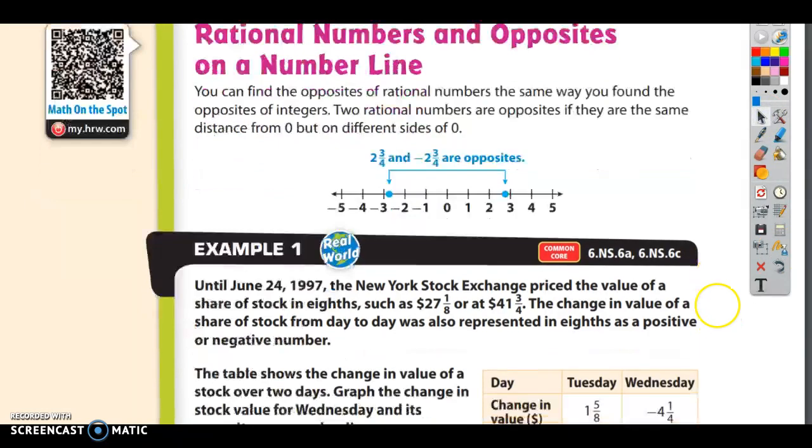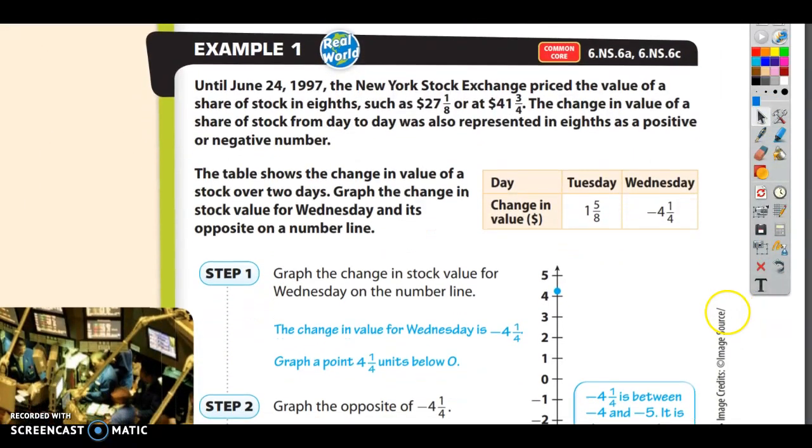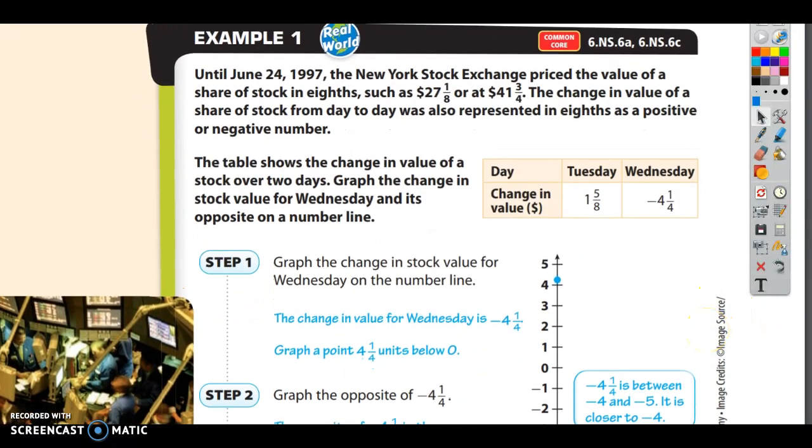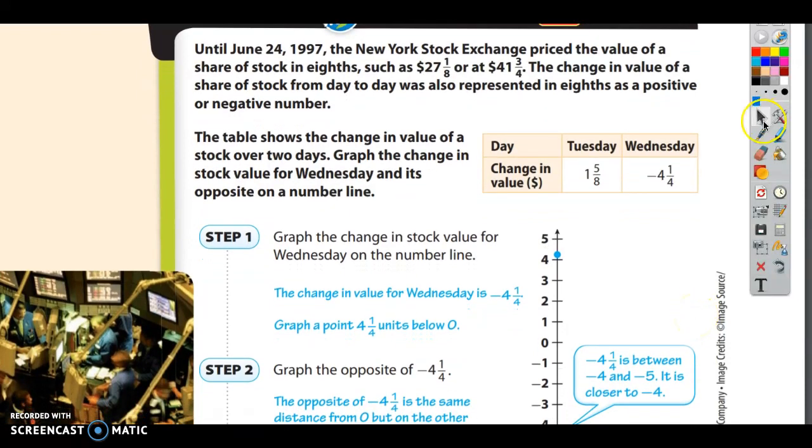So they give us an example here about the New York Stock Exchange. I think we'll examine this real quick. Example 1. Until June 24th, 1997, the New York Stock Exchange priced the value of a share of stock in eighths, such as 27 and 1/8 or 41 and 3/4. The change in value of a share of stock from day to day was also represented in eighths as a positive or negative number. The table shows the change in value of a stock over 2 days. Graph the change in stock value for Wednesday and its opposite on a number line. So what this is telling you to do is to go examine Wednesday, which is negative 4 and 1/4.